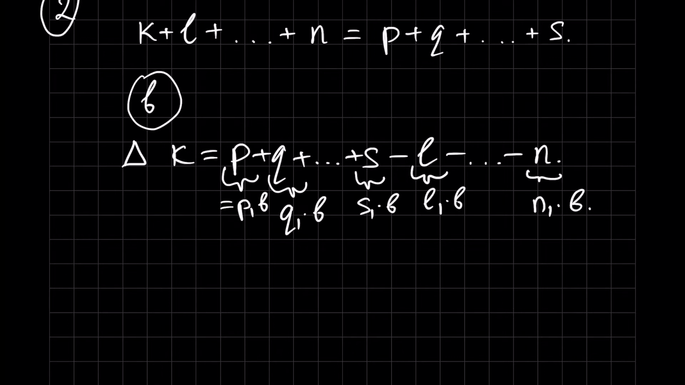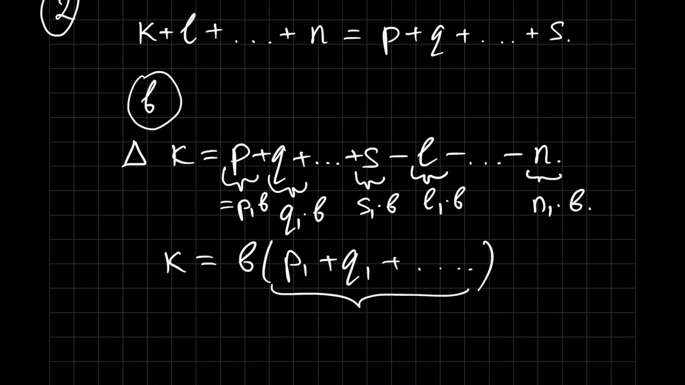Obviously, in this case, K can be written as B times P1 plus S1, plus Q1, and so on. It doesn't matter what we have here. It's important that these numbers are integer, and combination of these numbers, addition and subtraction of integer numbers, are integer. That's why this will be some integer number. Let's write it using classic mathematical notation. This means that Q belongs to integer numbers. That's why K is multiple of B.